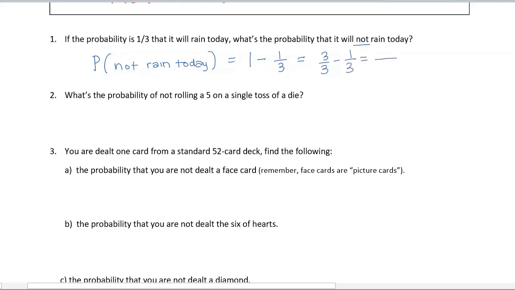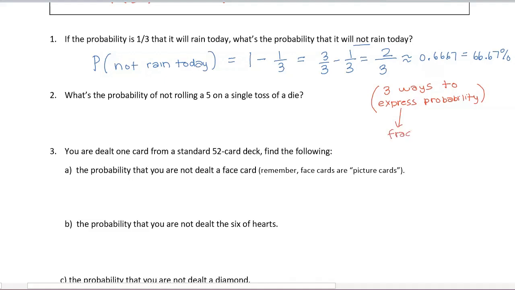When subtracting or adding fractions, the denominator stays the same. I subtract the numerators, so 3 minus 1. This is going to be 2/3, which is approximately equal to 0.6667, which is equal to 66.67%. This also shows us that there are 3 ways to express probability. It can be a fraction, a decimal, or a percent.